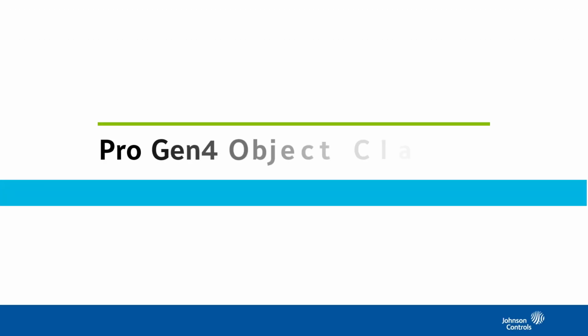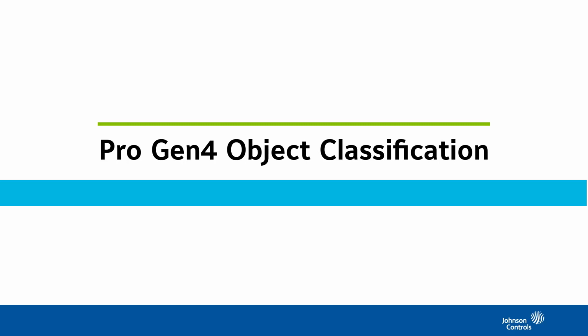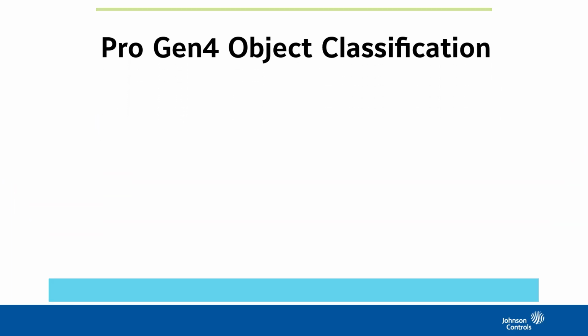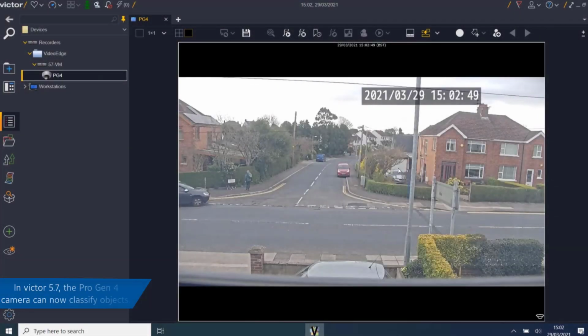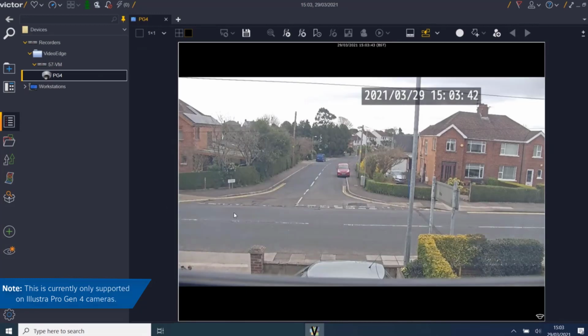Hi, and welcome to this new video for the ProGen 4 Object Classification Search. In Victor 5.7, the ProGen 4 camera can now classify objects. Please note this feature is currently supported by the Illustra Pro and Flex Gen 4 cameras.